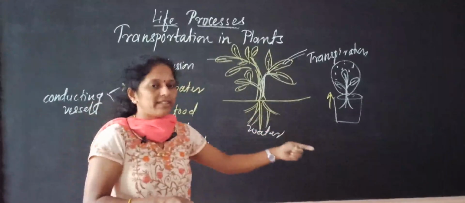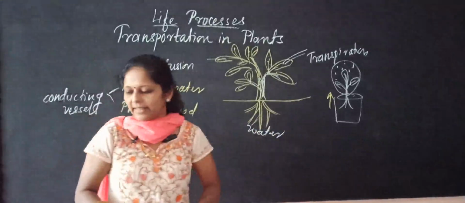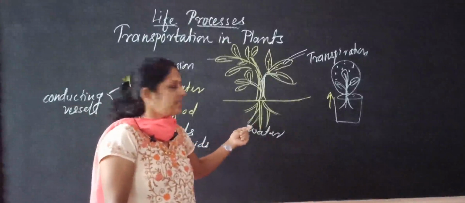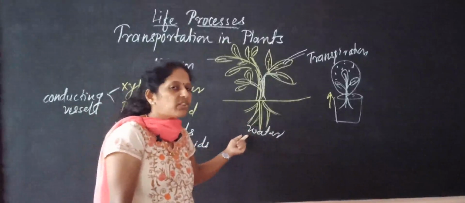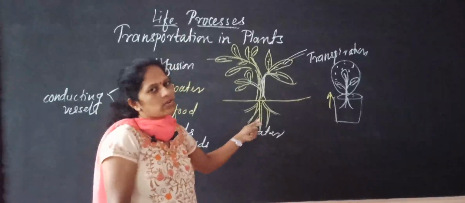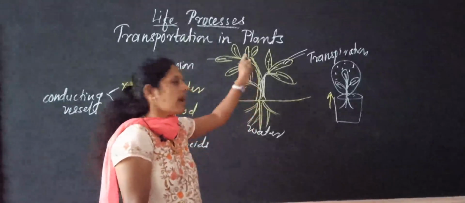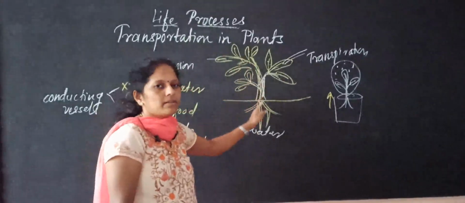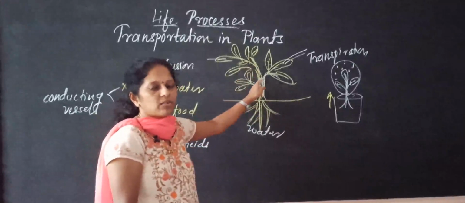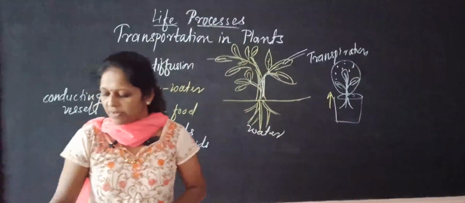So there are two methods, as we saw. In the first method, there are vessels and tracheids. The cells present near the soil absorb the ions and create a difference, and because of that there is a continuous water supply that pushes the water upward with the help of the tracheids and vessels, and through the conducting channels it reaches the different parts of the plant body. And the second method is with the help of transpiration.